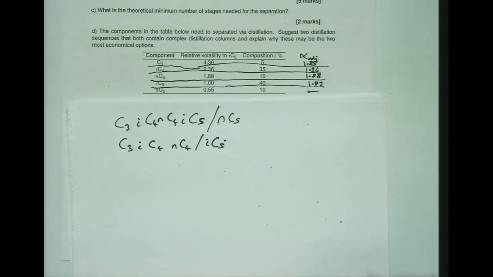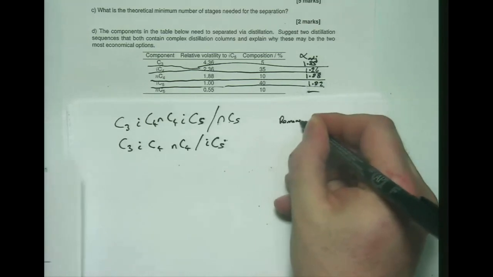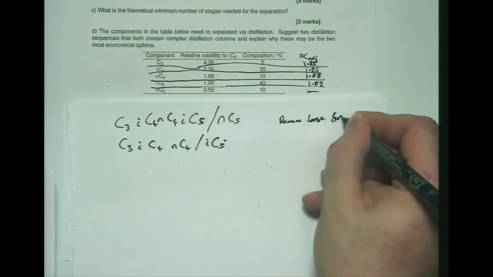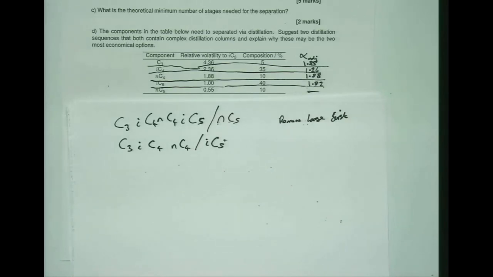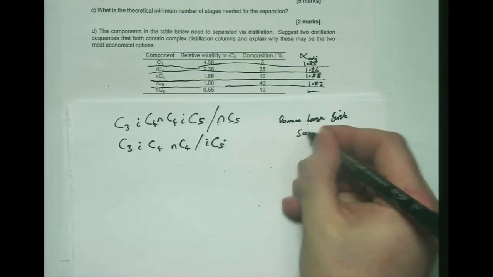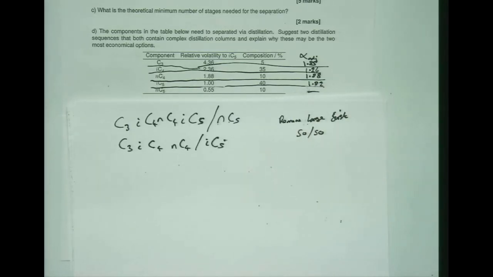So that would be remove large first. Also, when we're removing that component, we've already removed the 10, so we've got 40 versus 50. So that's near enough a 50-50 split. Yeah? So that's another plus, because one of the heuristics is favour sequences that give you a 50-50 split. So we also got a pro because it's a 50-50.